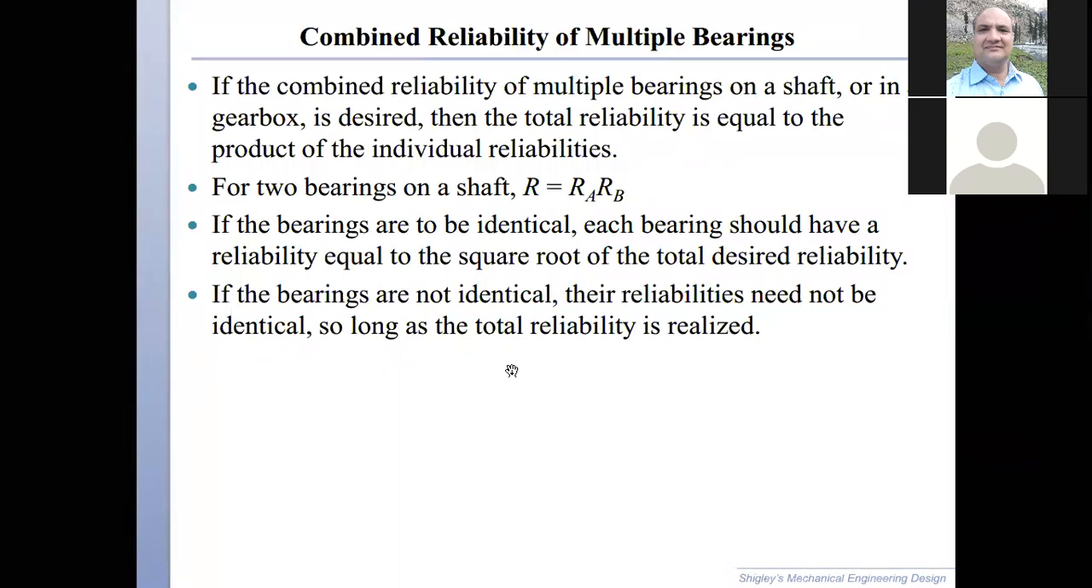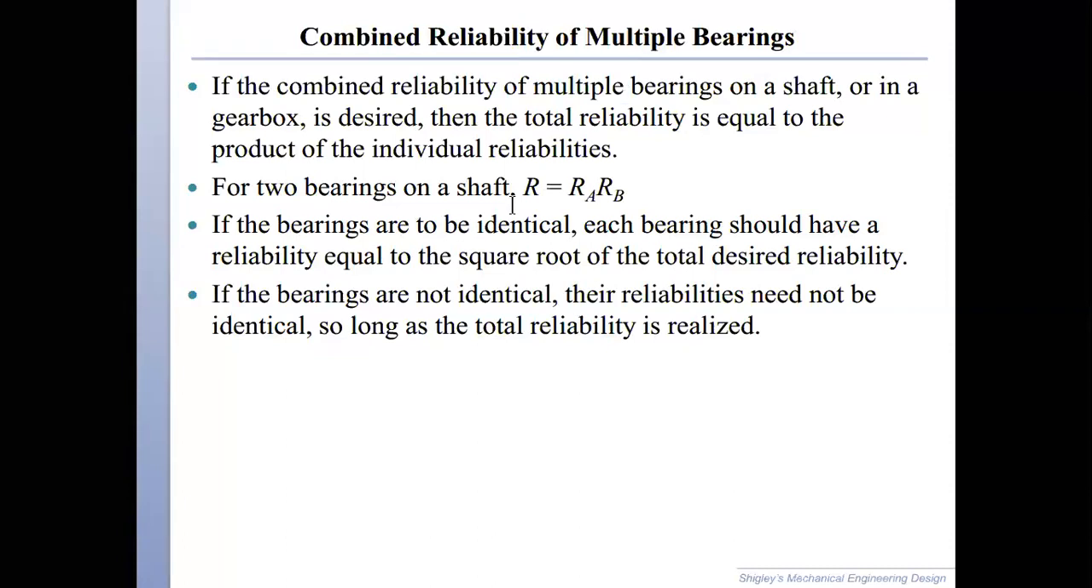Now we come to reliability. Though we talked about this, if you have multiple bearings, you will remember that in the first chapter we discussed what is reliability of a system. If you have two bearings in the system, you will multiply the reliabilities of both of these bearings to get the overall reliability of the system. And if you are using two bearings of the same type, they will have the same reliability. So if you have the overall reliability of the system, you will take the square root of that overall reliability and you will get the reliability of each of these bearings.